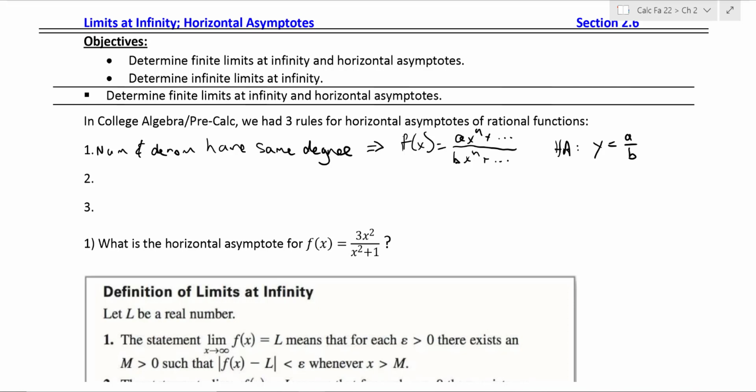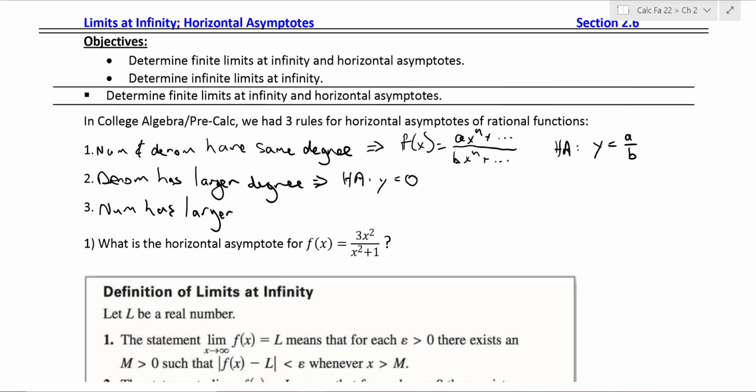If the denominator had a larger degree, or higher degree, that meant our horizontal asymptote was just y equals 0. And if the numerator had a larger degree than the denominator, we didn't have a horizontal asymptote.